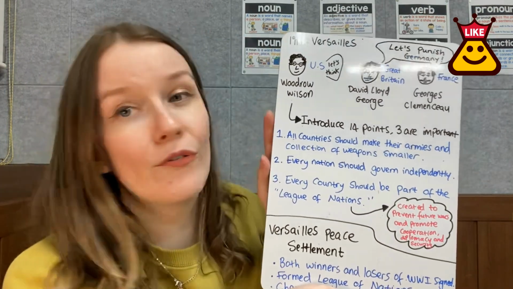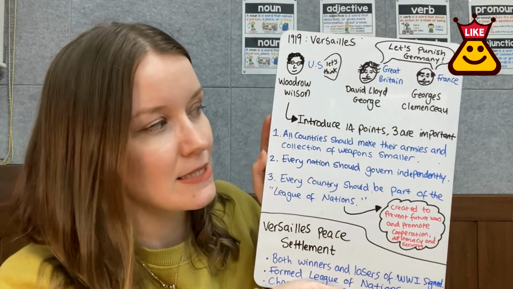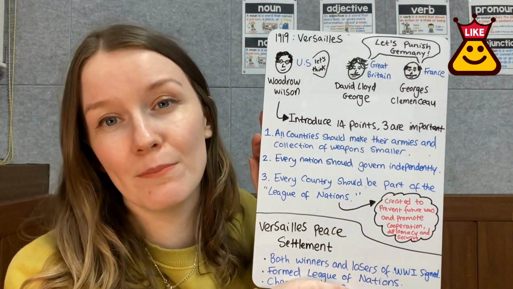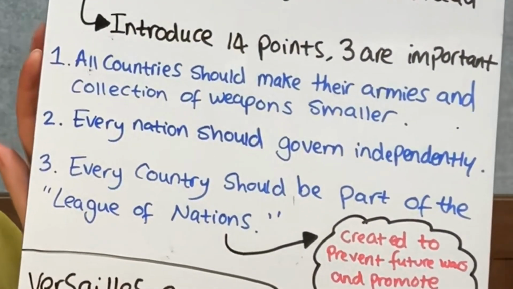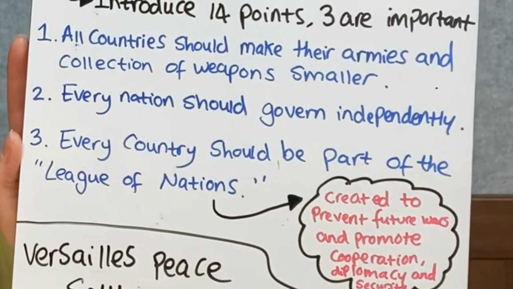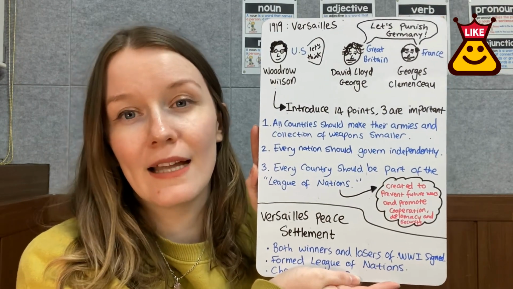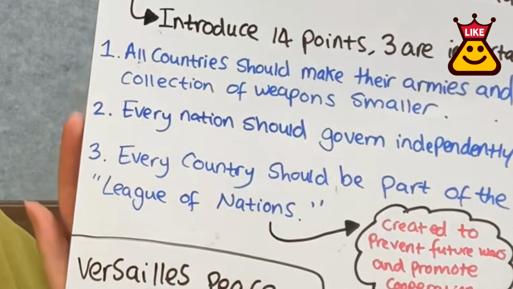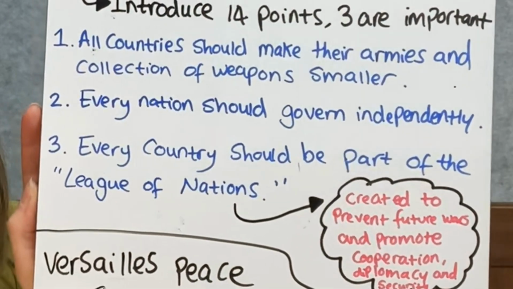So he laid out 14 points that he thought were important to discuss during this meeting. But there were 3 points that were the most important. Now, the first thing he said was that all countries should make their armies and their collection of weapons smaller. He thought this would stop countries from going to war again if they had less people fighting and less weapons to do it with. The second thing he said was that every country should govern itself independently.